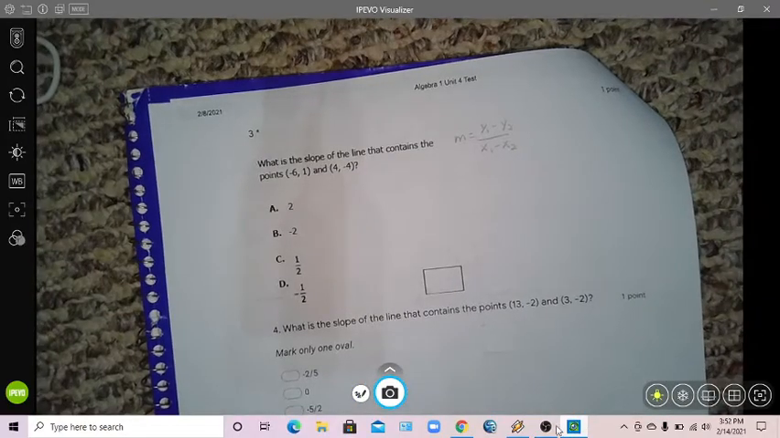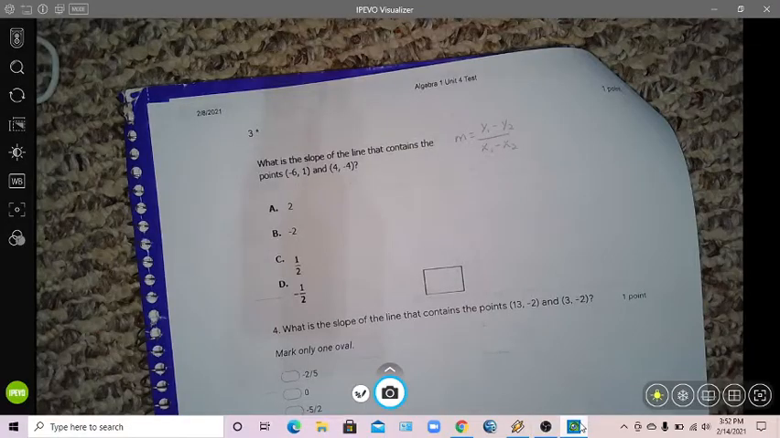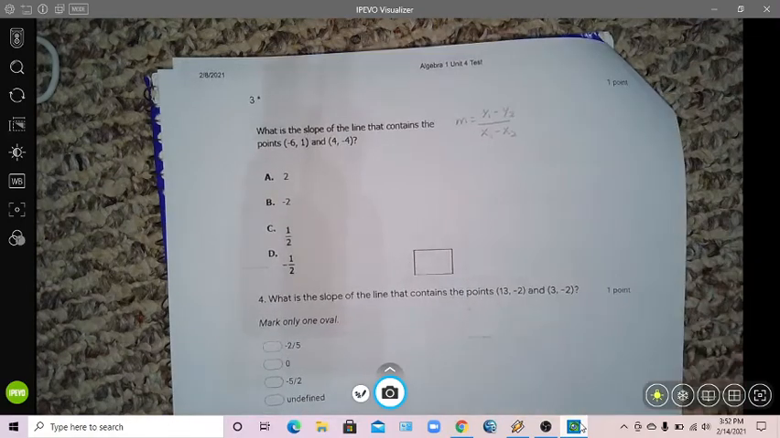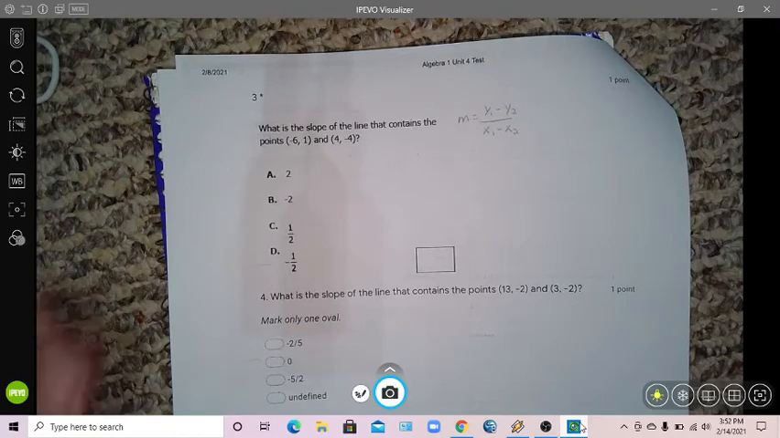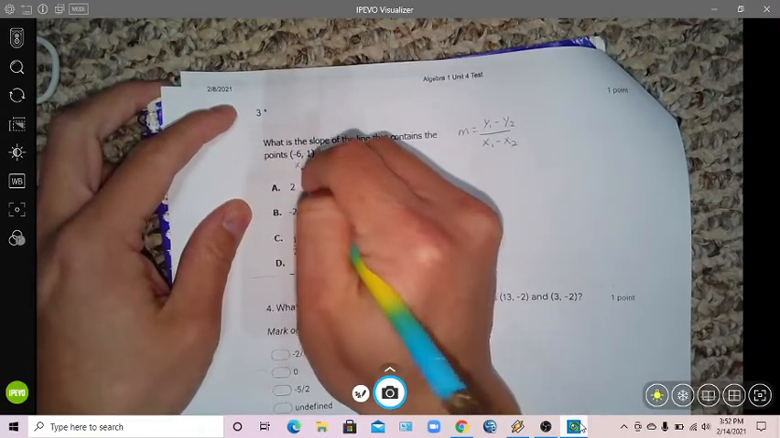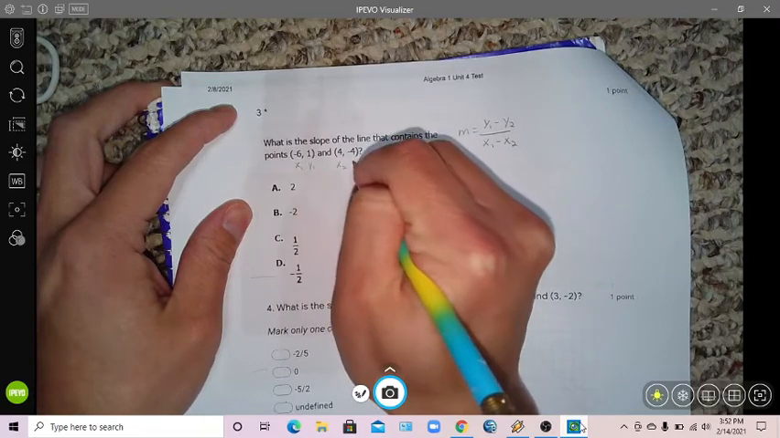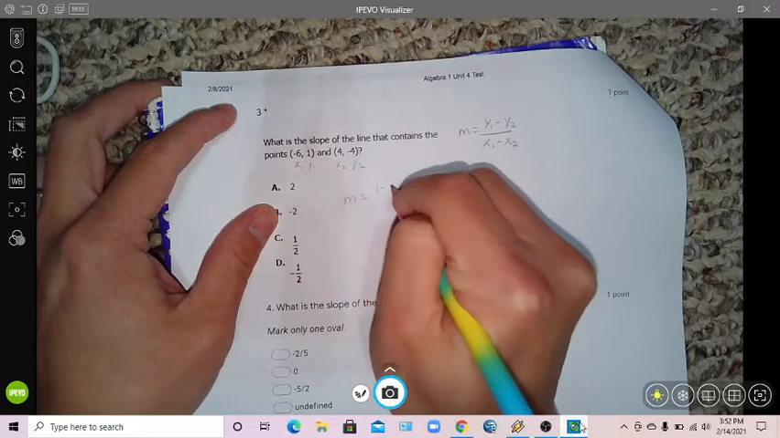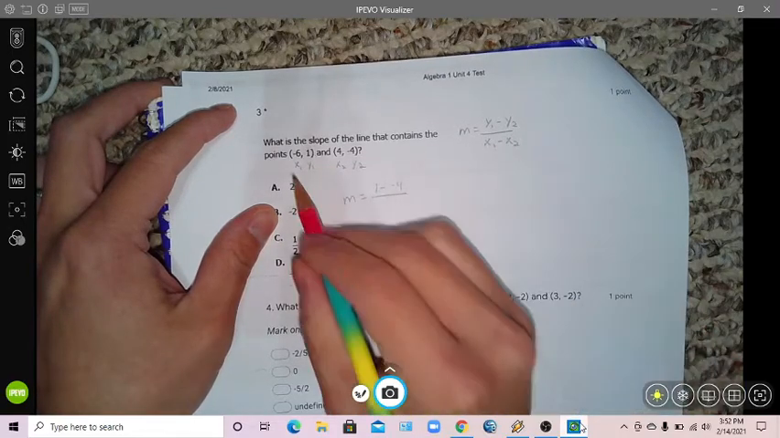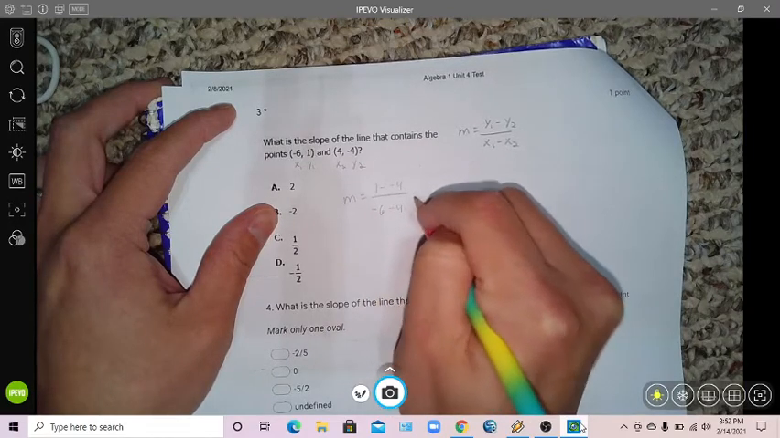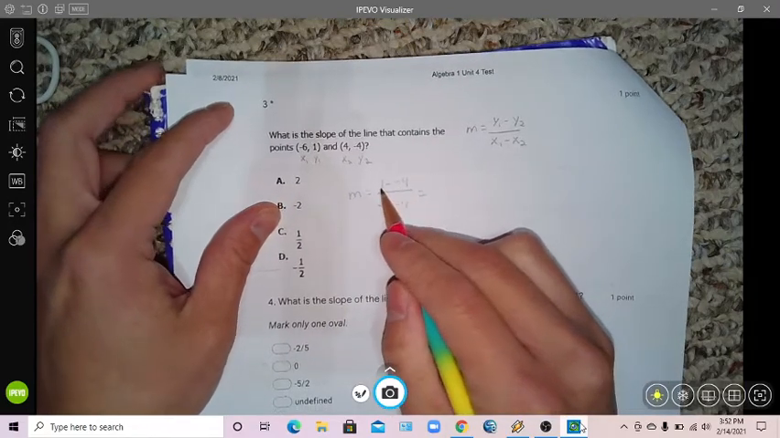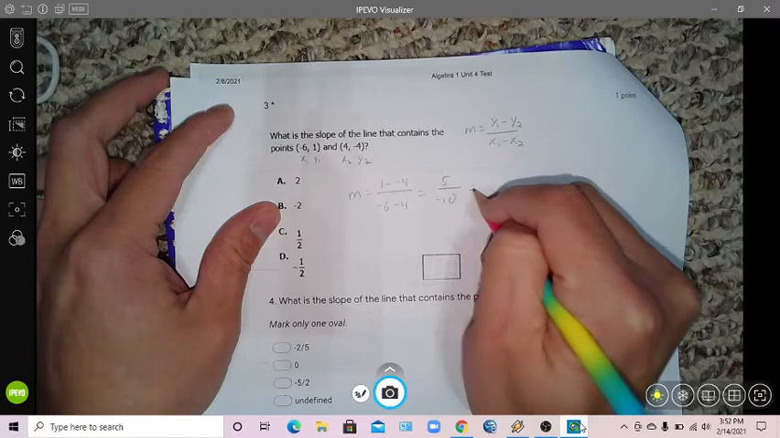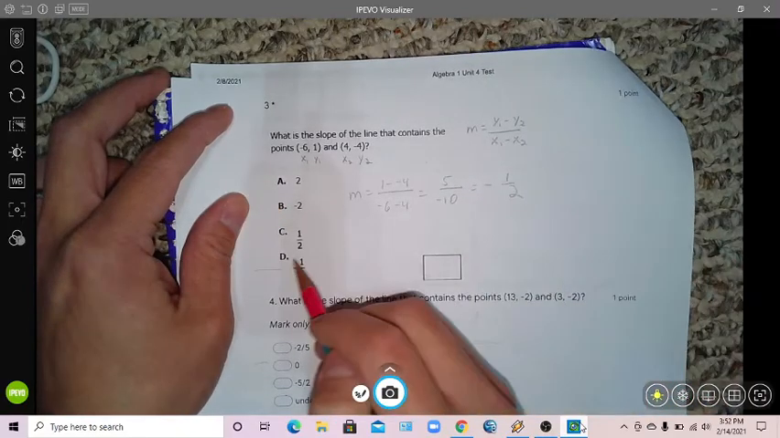Number 3, let me just double check to make sure I'm recording. Okay, so let's take a look at number 3. I want you to write down this formula. The slope is y1 minus y2 over x1 minus x2. Alright, so let's label x1, y1, x2, y2. So my slope is going to be 1 minus negative 4 over negative 6 minus 4. 1 minus a negative 4 is 1 plus 4, that's 5. Negative 6 minus 4 is negative 10. This is going to simplify to negative 1/2. So it's option D.